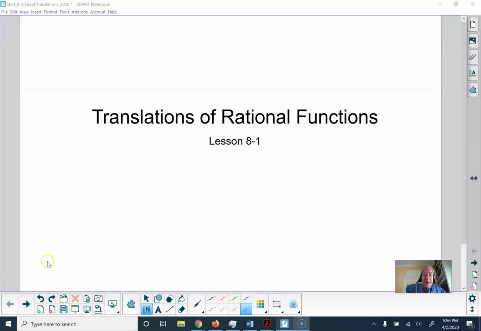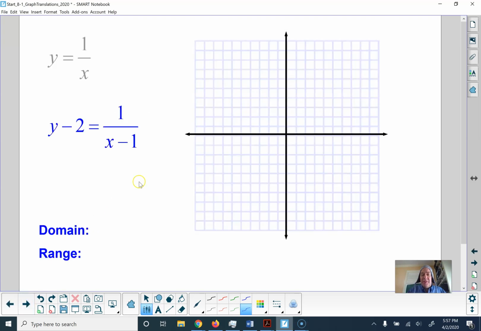We're going to do today some translations of rational functions. You've already dilated them. Let's translate them. Part 1, this first video, is given an equation, draw a graph. Part 2, the next video, given a graph, write an equation. So here you go. Translations of rational functions.